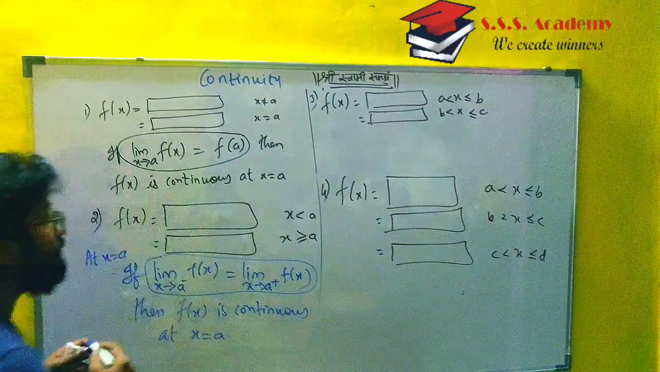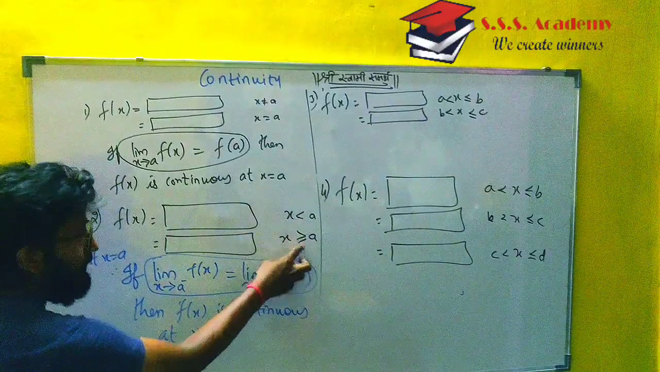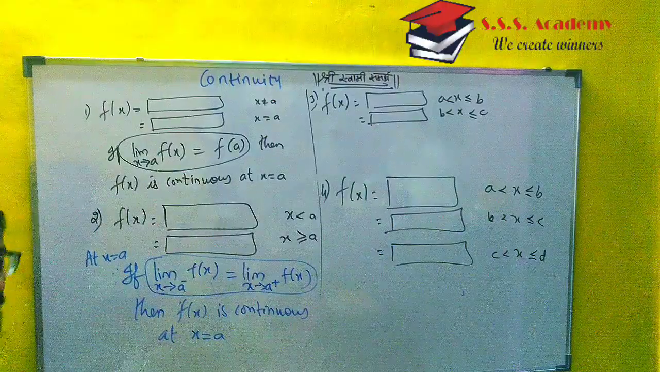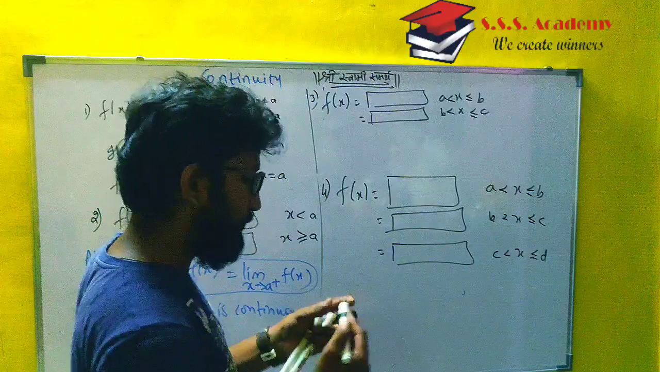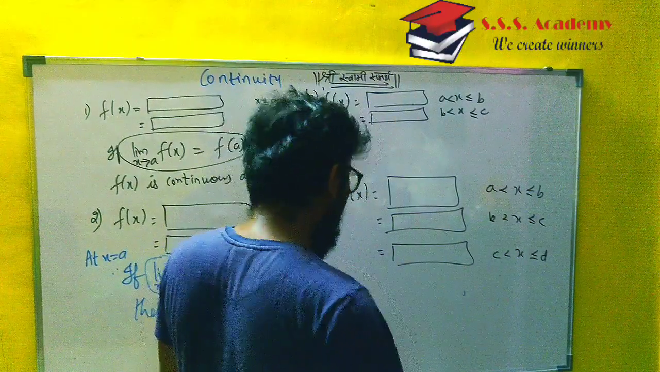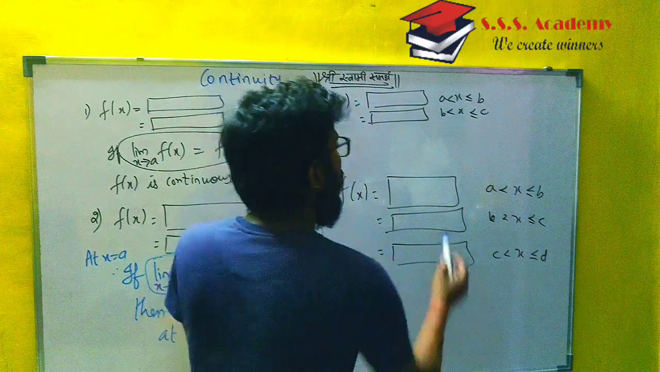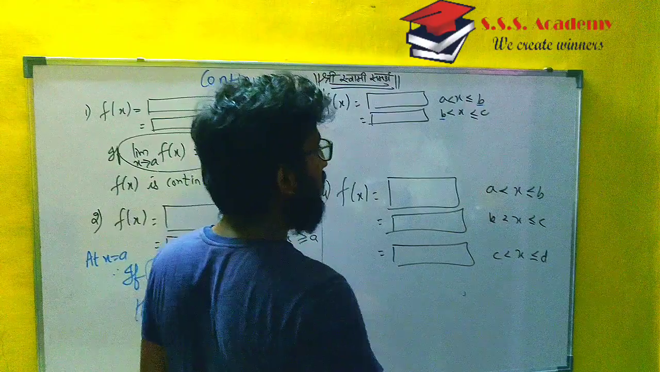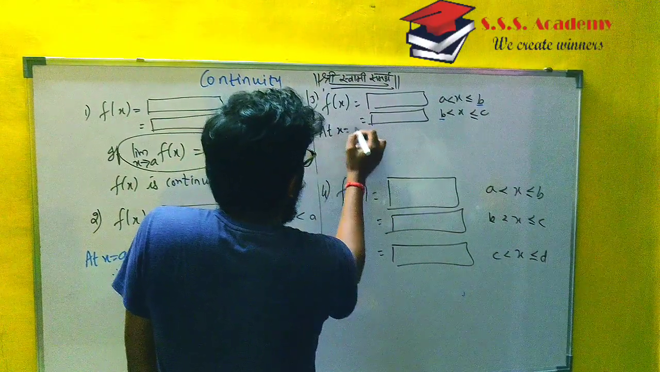So if a question comes in this manner, where the function is given and an inequality is present, then we have to check the left hand limit and the right hand limit. Now what if the value of x is given in an interval? Then we have to see at what point the function is breaking. Over here also we can see that at b the function is getting broken.